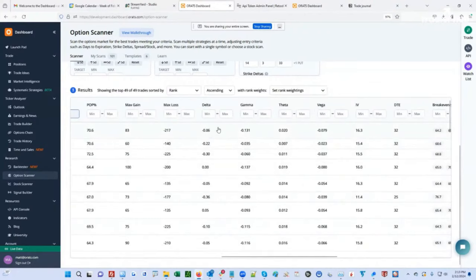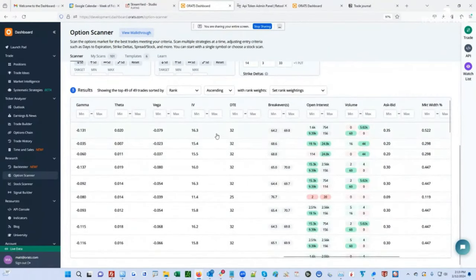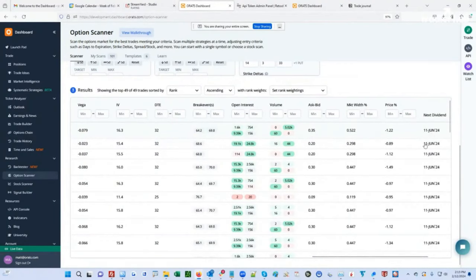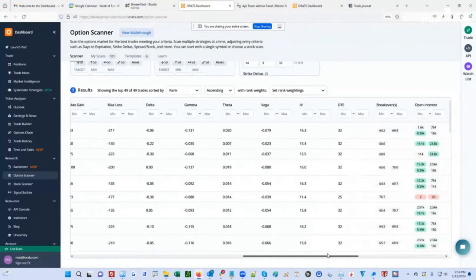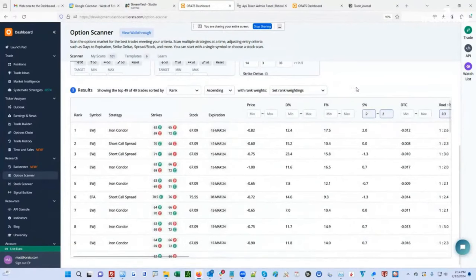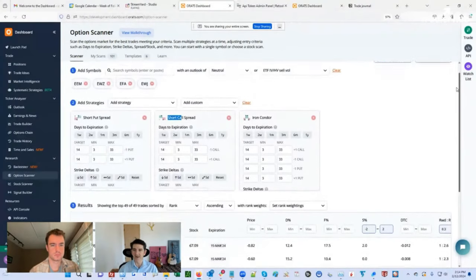Deltas are usually around zero for these iron condors. And then thetas, how much you're going to get per day. And then open interest. It looks like there's a fair amount of open interest, where the break evens are, what the volume is today, and how wide the market is right now. I really like our option scanner because it has all those, and you could set the min maxes on any one of those things and save it, and it'll come back just as you did it.